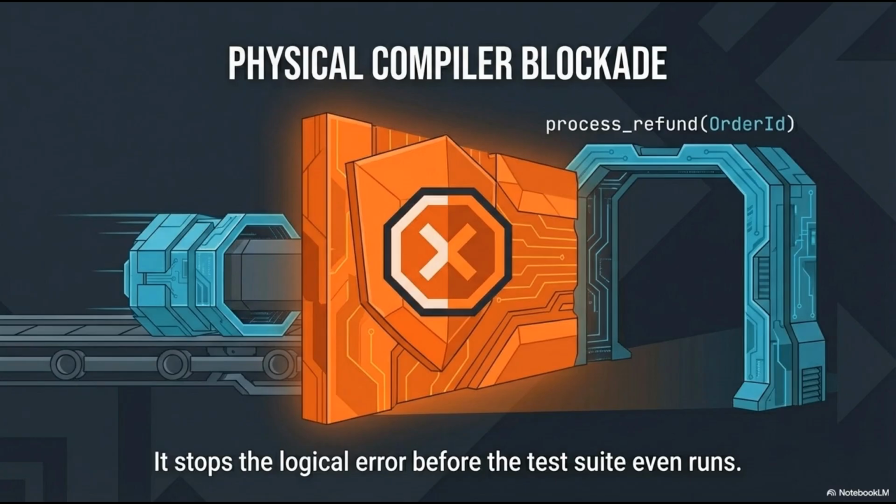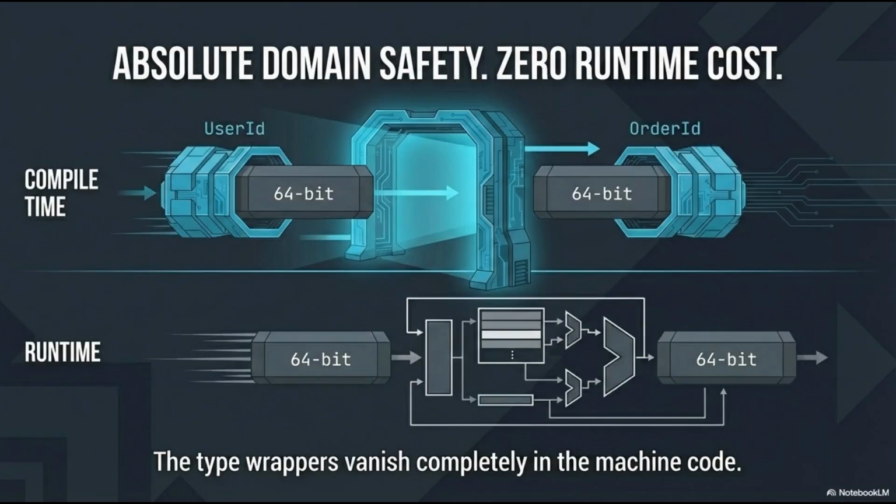But surely there's a performance cost to this. You think so, right? Yeah, if I have a system processing millions of transactions a second, and I'm constantly wrapping and unwrapping raw integers inside custom structs, doesn't that bloat the memory and slow down the execution? That is the beauty of Rust's zero-cost abstractions. There is absolutely no performance penalty. Wait, really? Zero cost? Zero. Because the newtype wrapper contains no additional data or metadata, the compiler completely strips it away during the compilation process. Oh, wow. Yeah. At runtime, the machine code is just passing around raw 64-bit integers. You achieve absolute ironclad domain safety with exactly zero runtime cost.